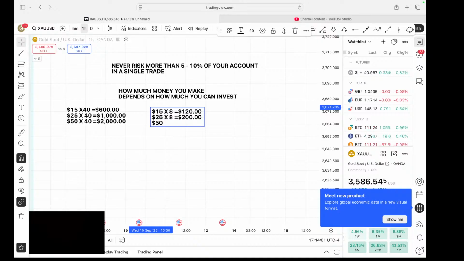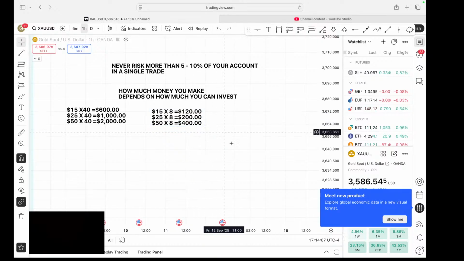200, and then 50 times 8 equals, all right, 400. All right, so this is how much money you need to be able to risk per day. Can you risk $120? Can you risk $200? Can you risk $400 comfortably? If not, you shouldn't be trading at all.